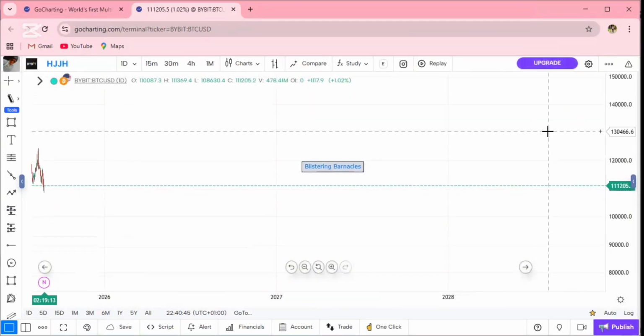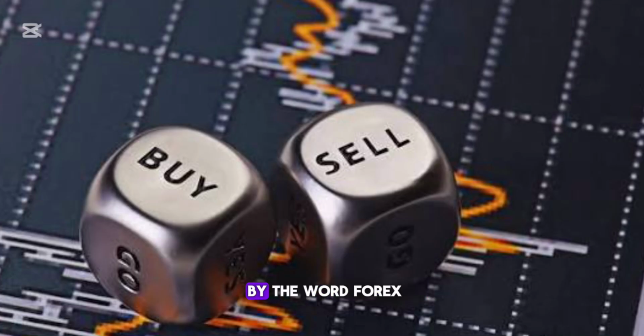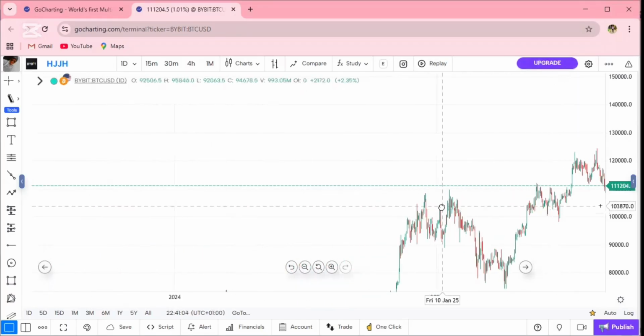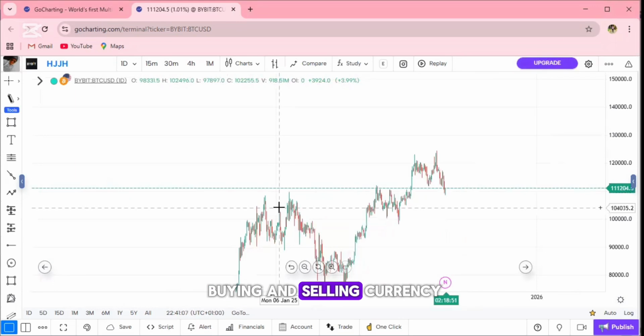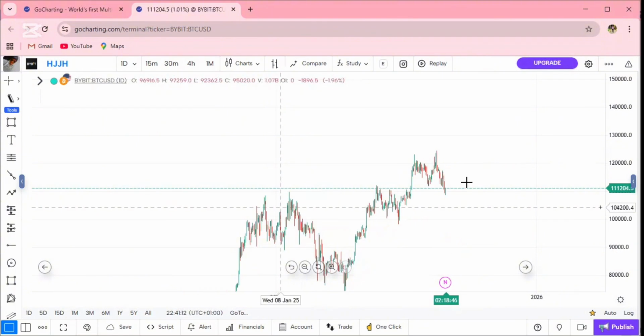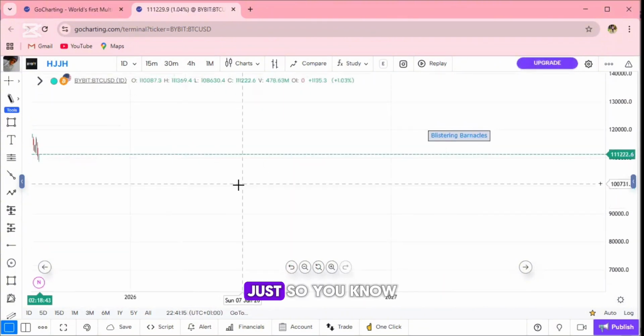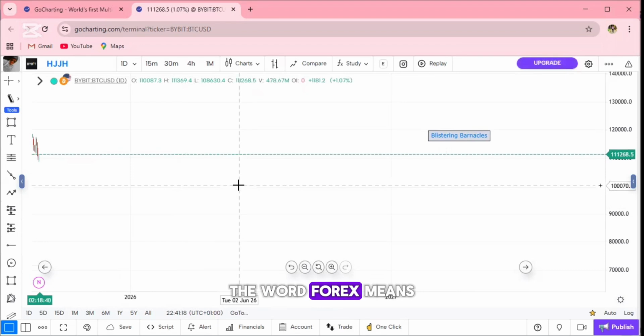I'm FX, and today we're talking about the Forex market. What is the Forex market? What do you understand by the word Forex? Forex market is the process of buying and selling currency in the global market with the aim of making profits. Just so you know, the word Forex means foreign exchange. It is just a short form of foreign exchange. That is why it is called Forex.